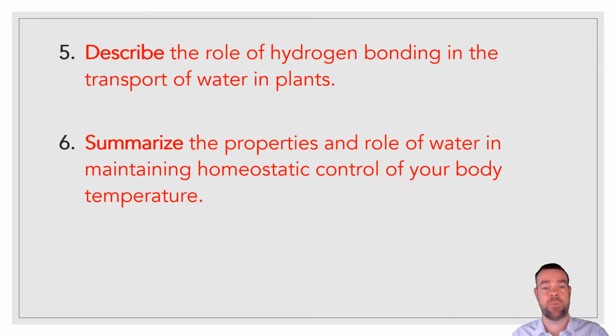And finally, describe the role of hydrogen bonding in the transport of water in plants, and the properties and role of water in maintaining homeostatic control of your body temperature. So I didn't talk specifically about body temperature, but I think you can probably infer that from looking back when I was talking about effects on climate.